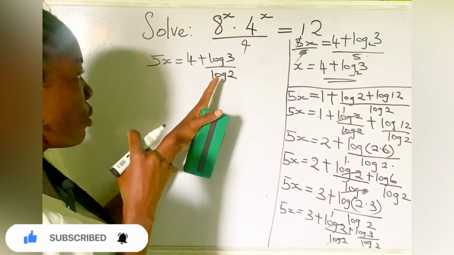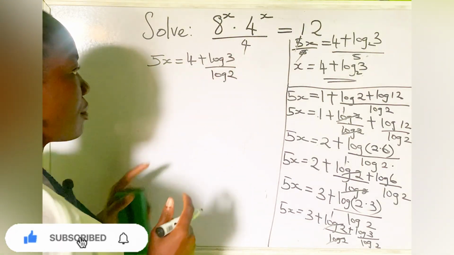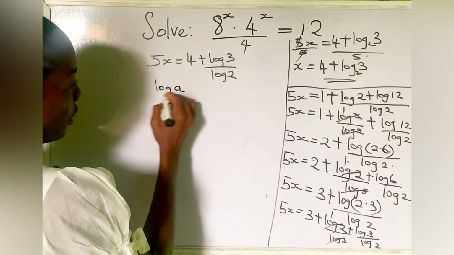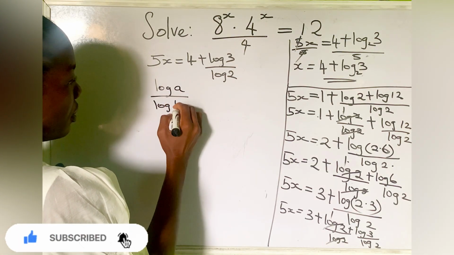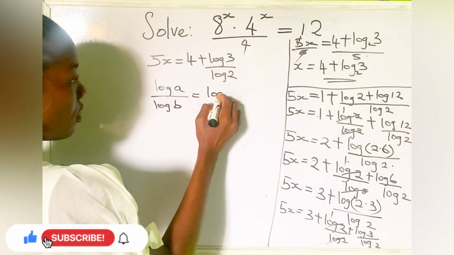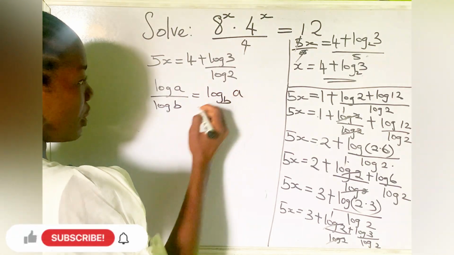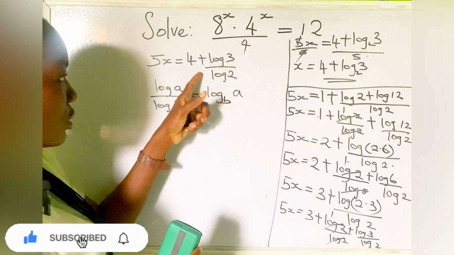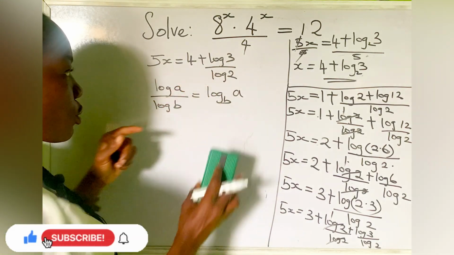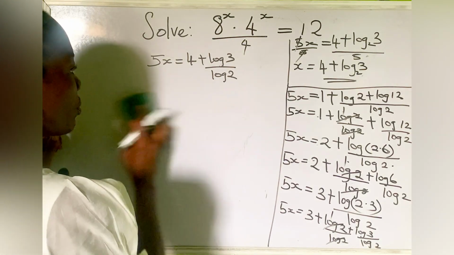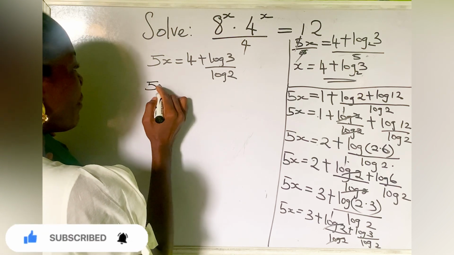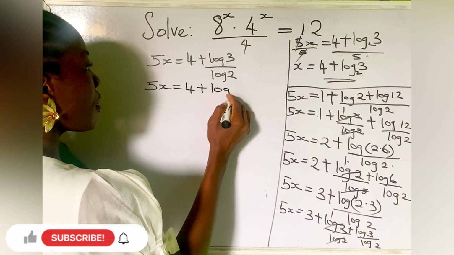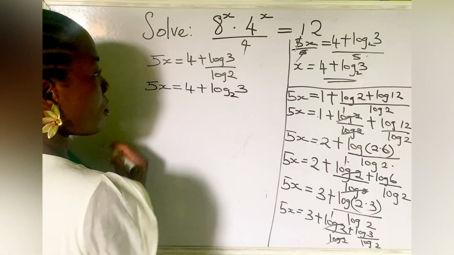Okay, so we're going to be doing a change of base here. To do a change of base, we have this identity such as log a over log b. It becomes log a base b. So notice that the denominator becomes the base of the logarithm. So when we do this, our base will become 2. So we have 5x is equal to 4 plus log 3 base 2.